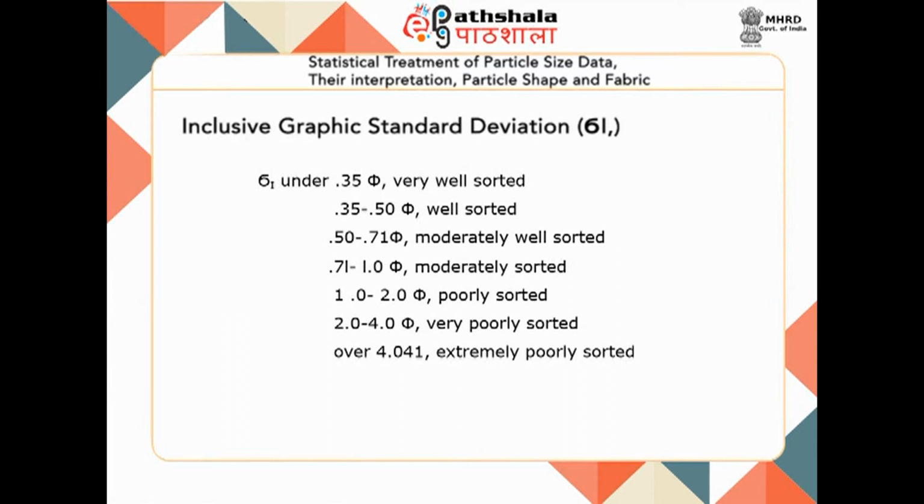Now, measurement of sorting values for a large number of sediments has led us to suggest the following verbal classification scale for sorting. If the value is less than 0.35 psi, we call it very well sorted. If it is 0.35 to 0.5 psi, it is well sorted. 0.5 to 0.71 psi, it is moderately well sorted. 0.71 to 1 psi, it is moderately sorted. 1 to 2 psi is poorly sorted, and 2 to 4 psi very poorly sorted. Over 4 psi, it is extremely poorly sorted.